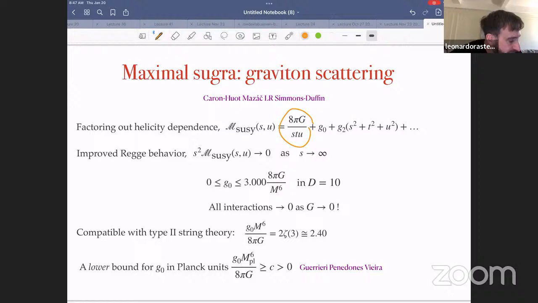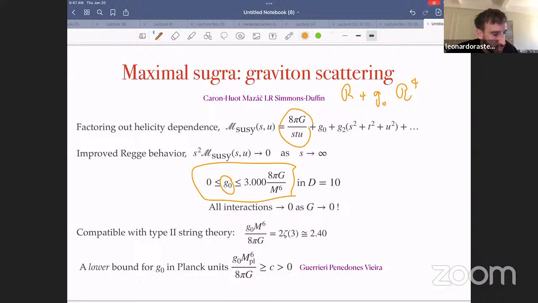And we found, for example, in 10 dimensions, this very nice upper bound on G0. G0 is the coefficient in front of Riemann to the fourth. Famously in string theory, because of supersymmetry, the leading correction to the Einstein-Hilbert action is R to the fourth. And so this G0 in string theory is something which, of course, is controlled by alpha prime. If you make it dimensionless by putting powers of alpha prime or equivalent powers of little m, then you find this very nice bound, which appears to be exactly three, which of course is saturated in, let's say, type two string theory, where it's 2.4.